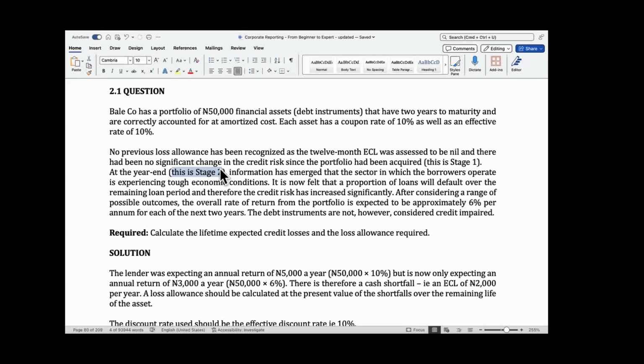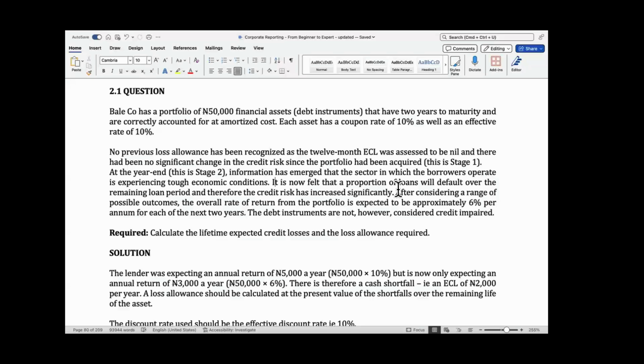Information has emerged that the sector in which the borrower operates is experiencing tough economic conditions. I mean, that's already showing increase in significant credit risk, where the environment the borrower operates is experiencing tough economic condition. Look at the way they put it, tough. It is now felt that a proportion of the loans will default over the remaining loan period, and therefore credit risk has increased significantly. That means they will make lifetime ECL.